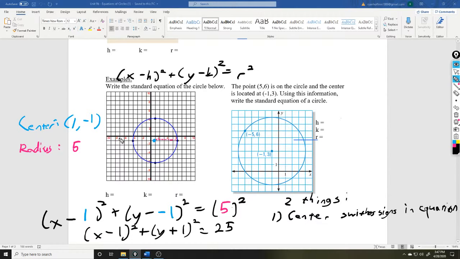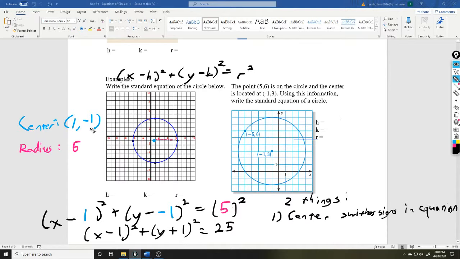And the reason that happens, well, first let me say what I mean by that. You'll notice how the center, the x-coordinate was at 1 and the y-coordinate was at negative 1. But then when it went into the equation, the x-coordinate was subtracted. And then the y-coordinate, which was at negative 1, is now added. They switched. Now, why did that happen?